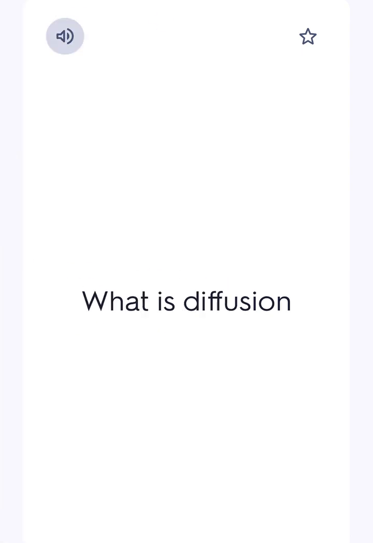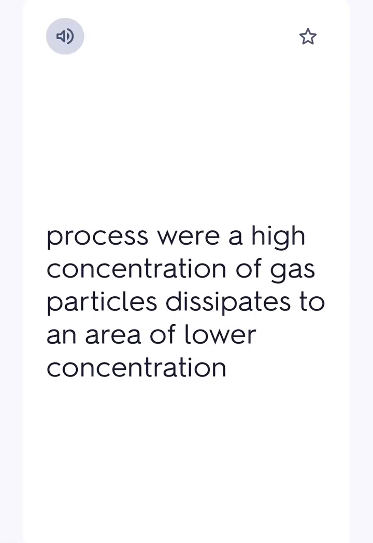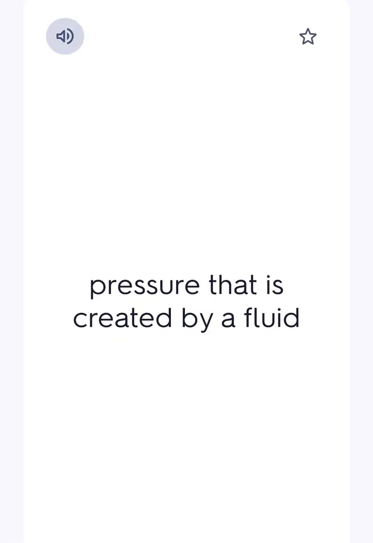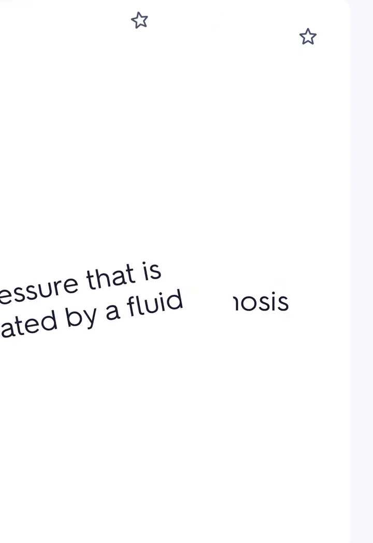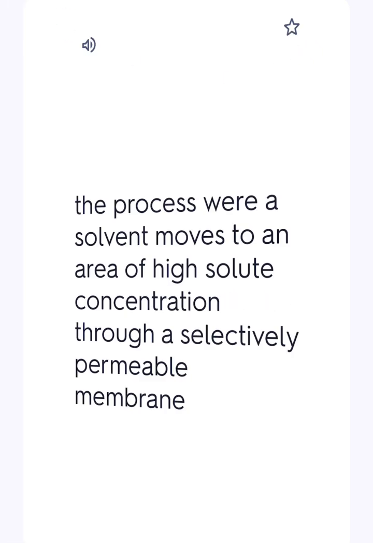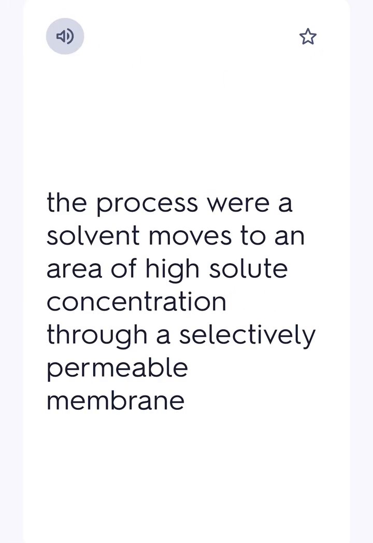What is diffusion? Process where a high concentration of gas particles dissipates to an area of lower concentration. Explain hydrostatic pressure. Pressure that is created by a fluid. What is osmosis? The process where a solvent moves to an area of high solute concentration through a selectively permeable membrane.